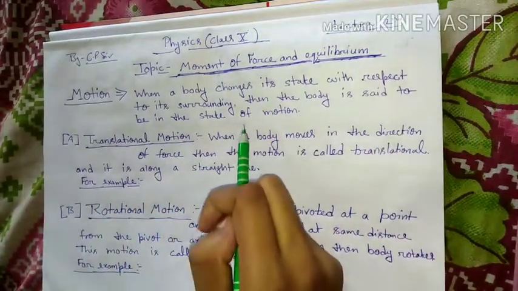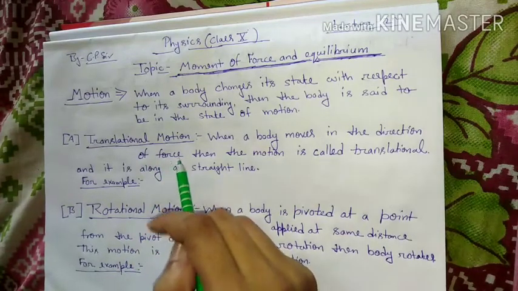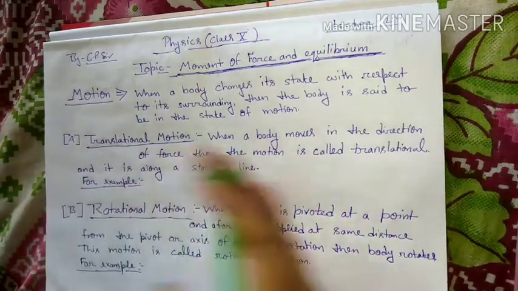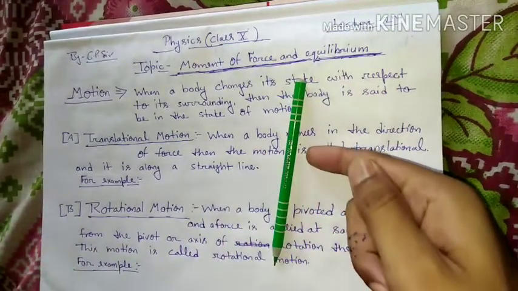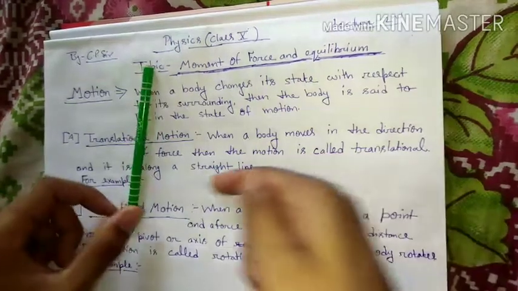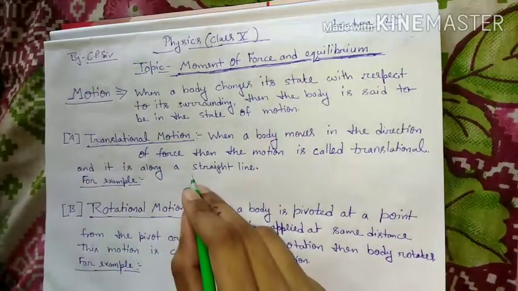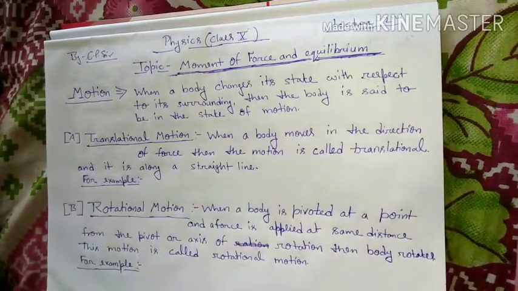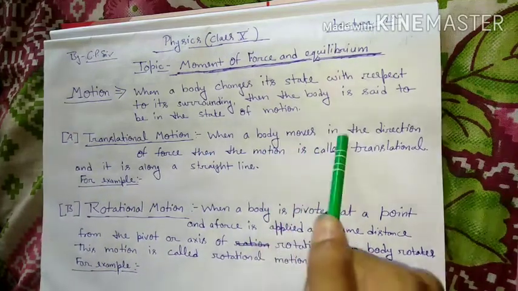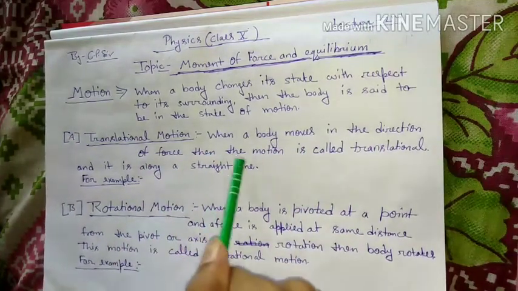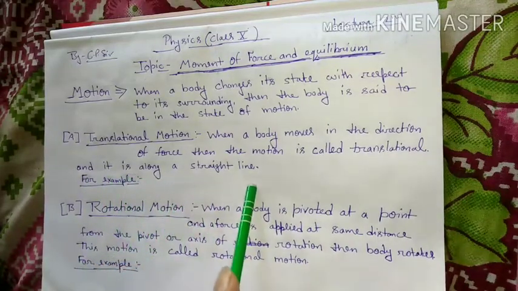There are two types of motion, translational motion and rotational motion. Translational motion means when a body moves in the direction of force. Suppose this is a pen, I apply a force and it moves along the direction of force, then this type of motion is known as translational motion. It follows a straight line path. Once again, students, when a body moves in the direction of force, the motion is called translational and it is along a straight line.